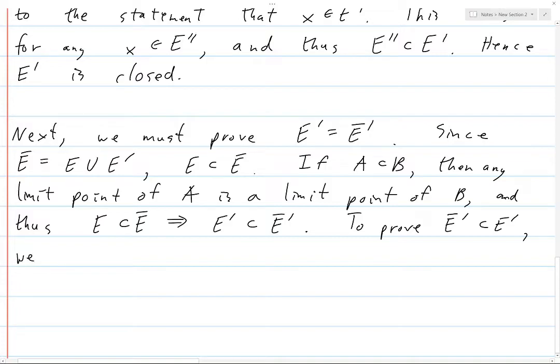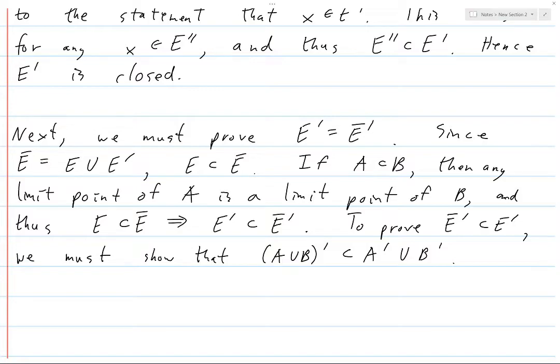So here's what we need to prove. We must show that for any two sets A and B, the set of limit points of A union B is contained in limit points of A union limit points of B. And in fact, you have equality here because obviously any limit point of A is a limit point of A union B, and any limit point of B is a limit point of A union B.